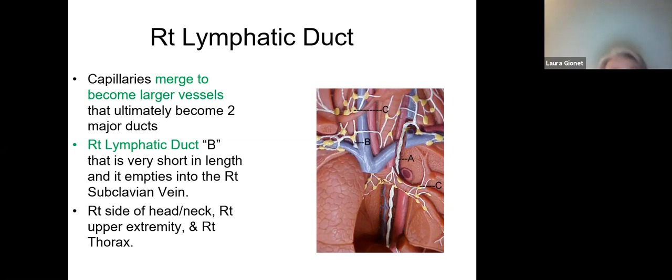The right lymphatic duct, identified by B over here in white, has a very short length and empties into the right subclavian vein. So that blue vessel that it's connecting to is the right subclavian vein. It drains from the right side of the head, the right arm, the right chest. The orangey nodules on this model are lymph nodes. There are little lymph nodes.